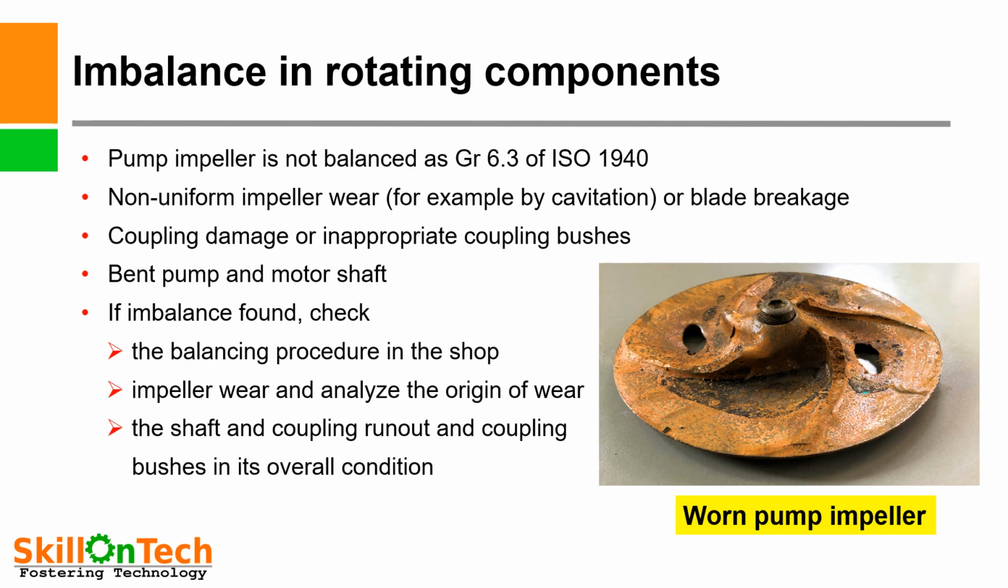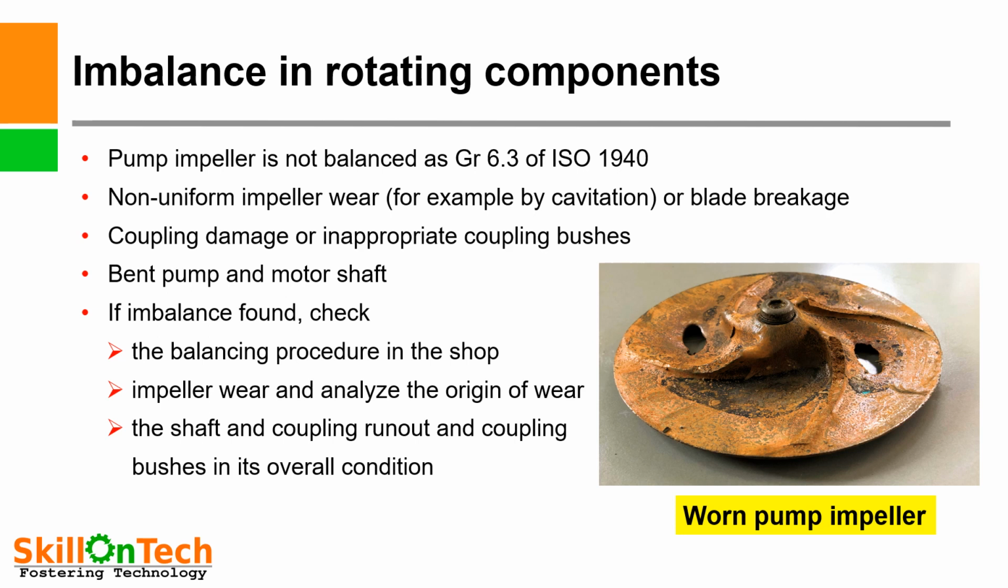Bent pump and motor shaft. If the pump shaft and motor shaft are bent, and the runout is more than the permissible limit, this may also create unbalance and may cause vibration. If imbalance is found, then what do we have to check? We have to check the balancing procedure in the shop. We have to check impeller wear and analyze the origin of wear, and we have to replace the worn out impeller with a new impeller.